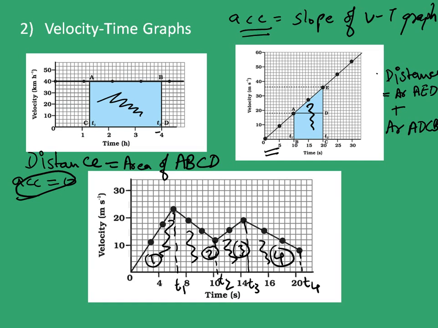In the third case, we see that in region 1, the acceleration is positive. In region 2, acceleration is negative. In region 3, it is positive again. And region 4, it is negative. So, this is what all velocity time graphs can give us information about.